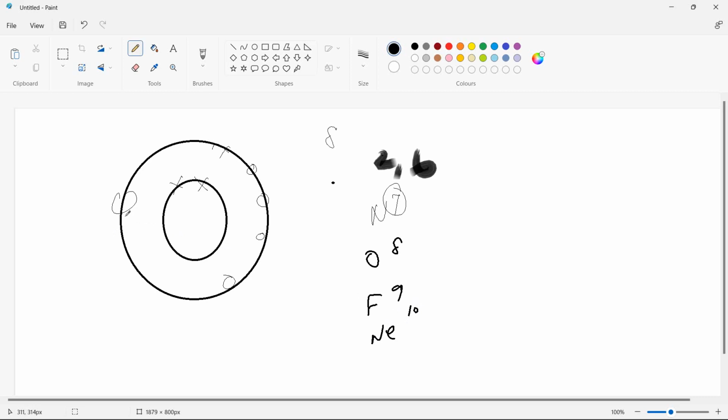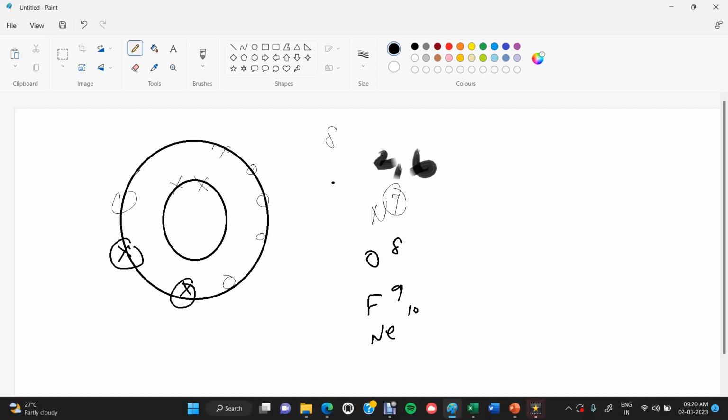Already there are 6 electrons here for oxygen. For nitrogen, one more electron will be added here, and for oxygen, one more electron will be added here. So already 6, 7, 8. Then for fluorine, one more electron is added here, and for neon, one more electron is added here. First, already 2 electrons are there.